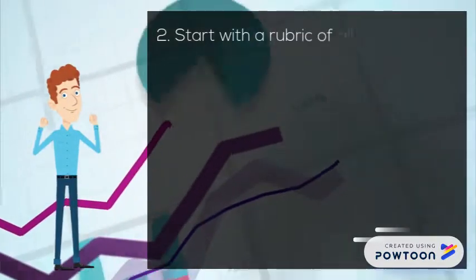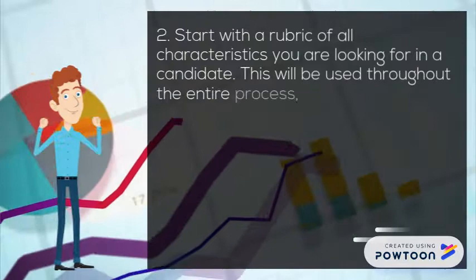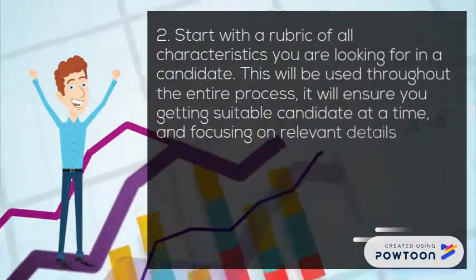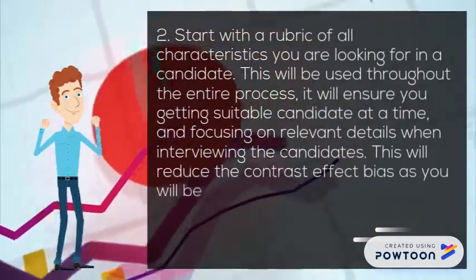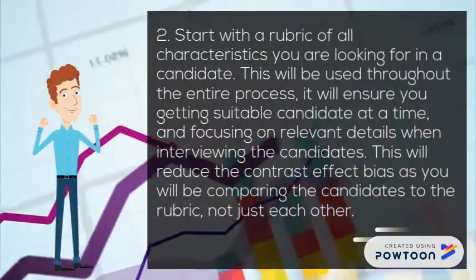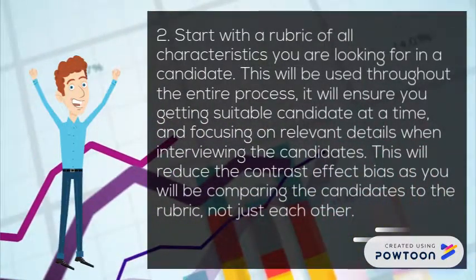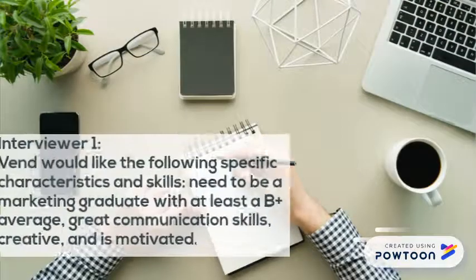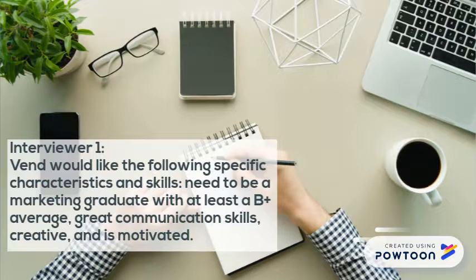Start with a rubric of all characteristics you are looking for in a candidate. This will be used throughout the entire process. It will ensure you are getting suitable candidates applying and you are focusing on relevant details when interviewing the candidates. This will reduce the contrast effect bias as you will be comparing the candidates to the rubric, not just each other.